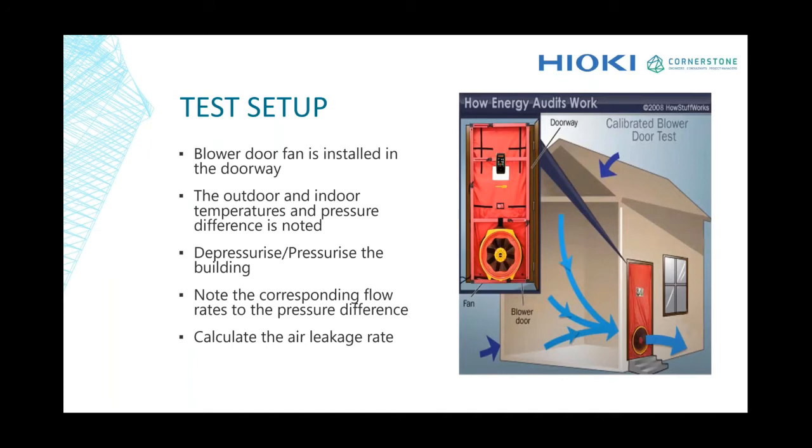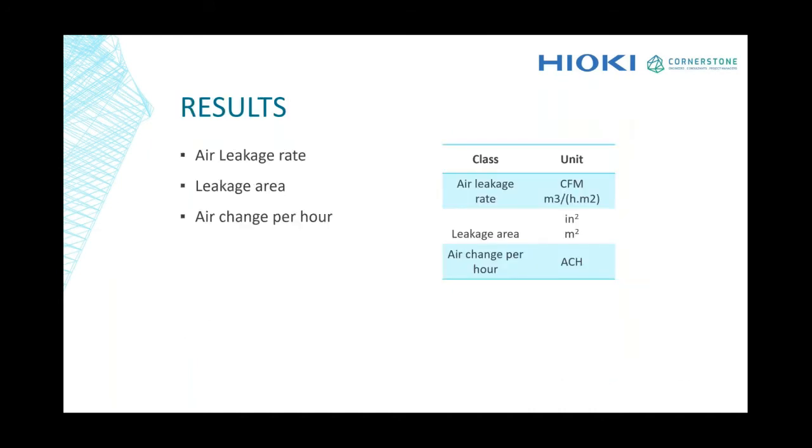First we pressurize the building using the blower door fan, and as per ASTM standards, we have to reach pressures up to 60 pascal. By pressure, what I mean is the differential pressure, the difference in the pressure between the outside and inside of the building. At every 10 pascal, we calculate the flow rates for the respective pressure points until we reach 60 pascal. Using this data, we'll be able to calculate the air leakage rate of the building.